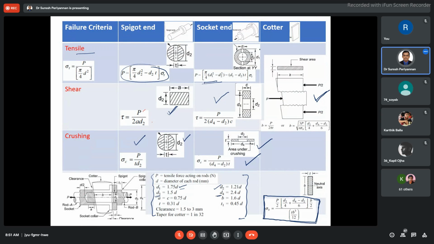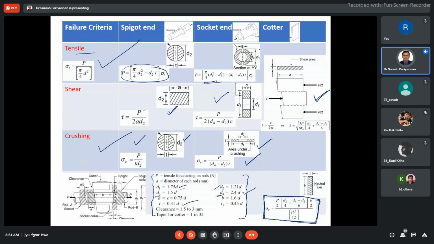No, this is the standard value. Sometimes we can follow this. Suppose we are unable to find out from the given relations, some data is missing, then we can use this concept to find out the required dimensions of the socket, or socket diameter, or spigot diameter, or thickness of the cotter dimensions. Now here, the thickness of the cotter is given as 0.31D.